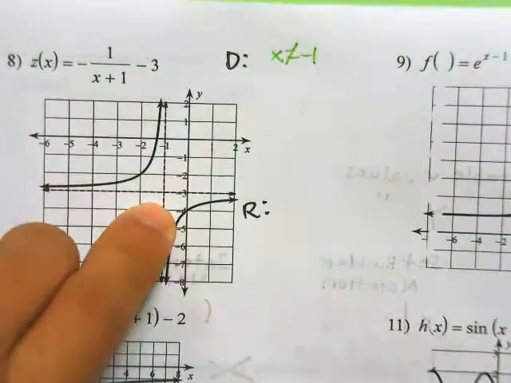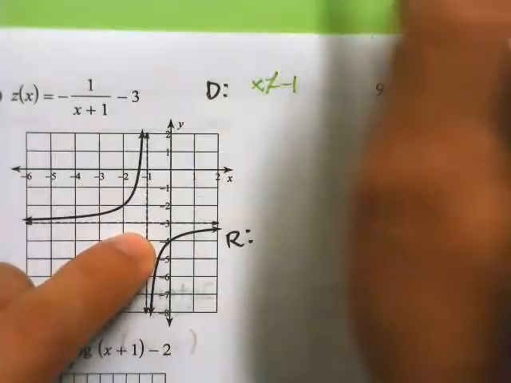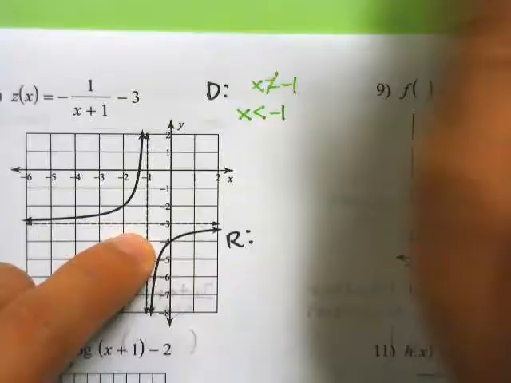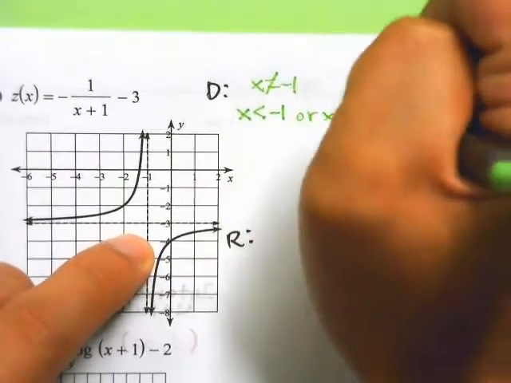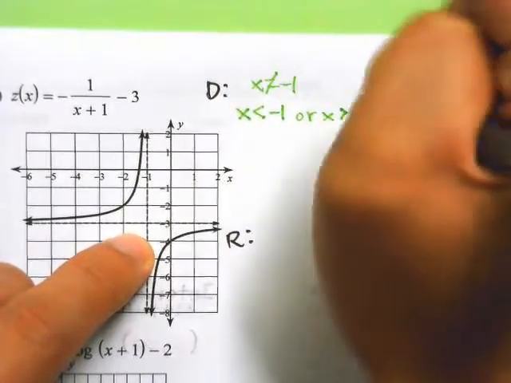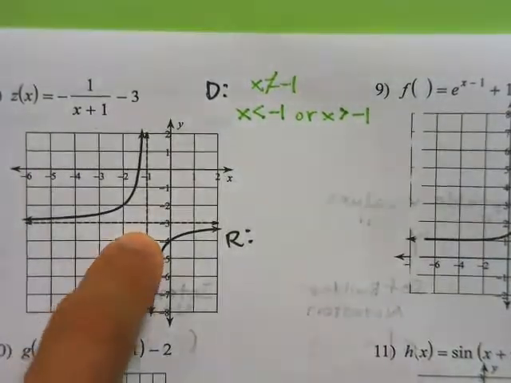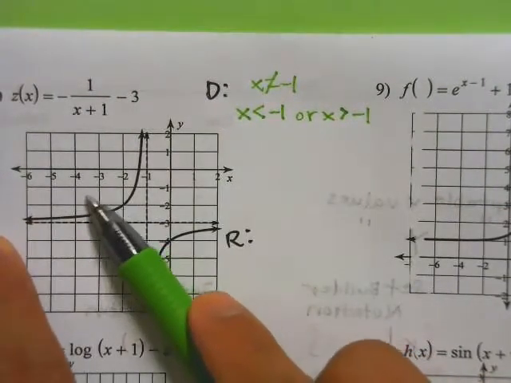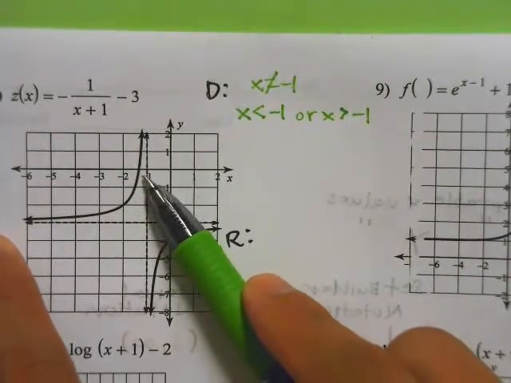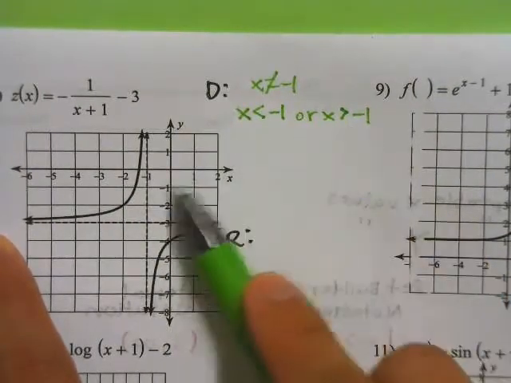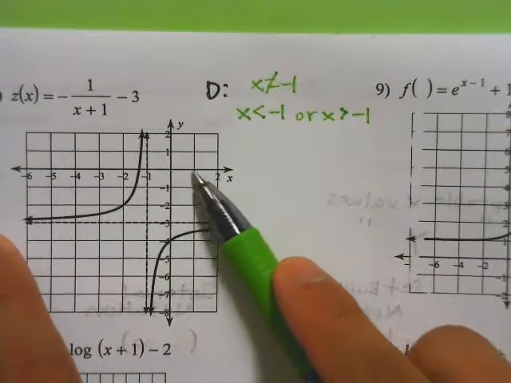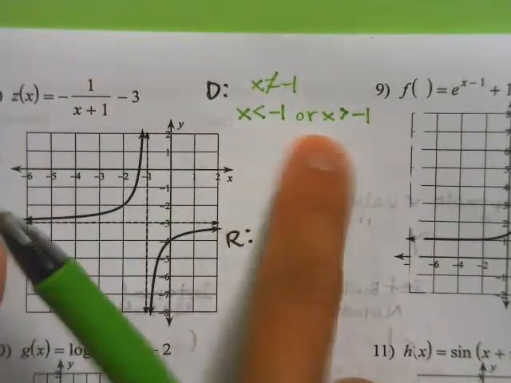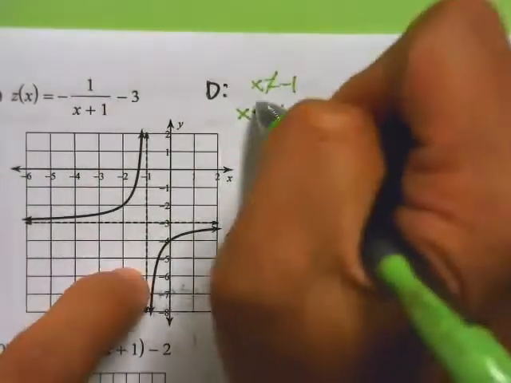So how can we write this? Well, we can do two things. We can go like this: x is less than -1, or x is greater than -1. So x is less than -1, which is -2, -3, -4, -1.4, or x is greater than -1, which is -half, 1, 2, 3. It just, x cannot be -1. Okay, so this is how you're going to write this part.